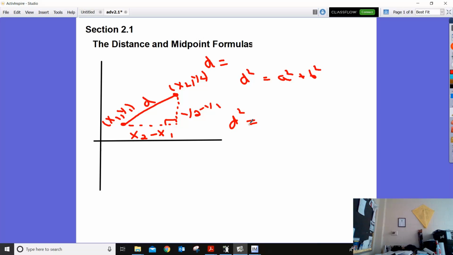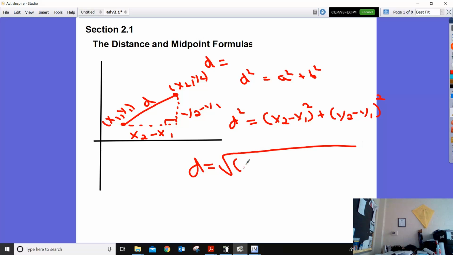So d squared must be a squared, which is this guy, x2 minus x1 all squared, plus b squared, which is the other guy, y2 minus y1 squared. That's your distance squared. How do you counteract squaring? Square rooting. I don't know if you knew the distance formula and you were just being secretive, but there it is. And all it is is the Pythagorean theorem. It's nothing more.